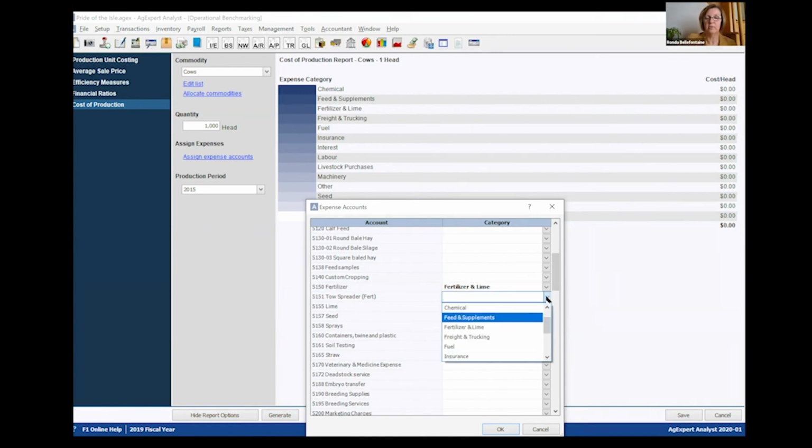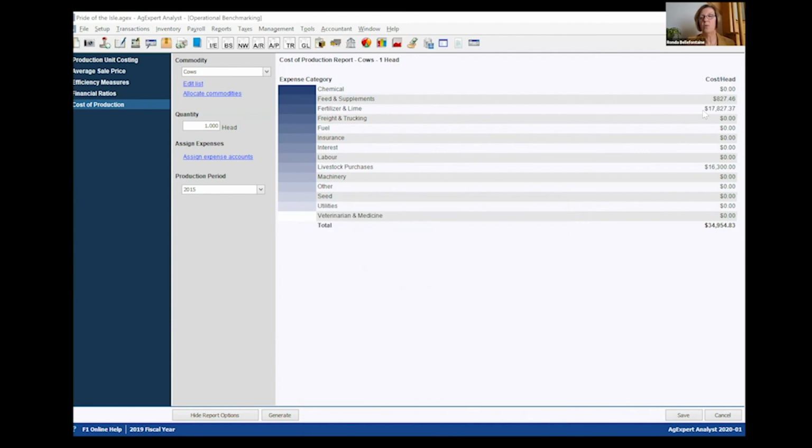Toe spreader, I'm going to put into the fertilizer category. You might decide it goes into machinery rentals. Lime. Okay, so now I'm going to click OK. So see how on the right these numbers are populating once I have assigned all of the different types of accounts I have to a category.